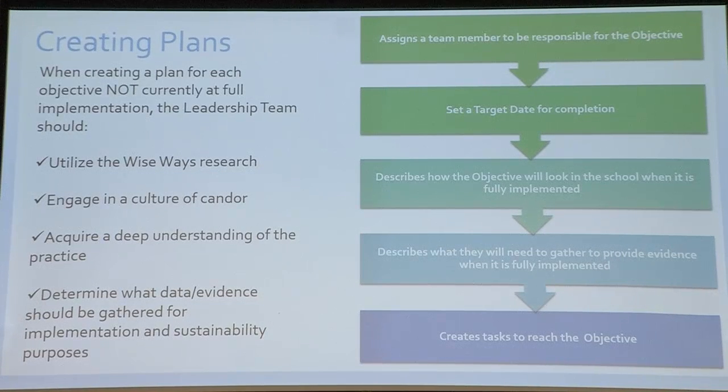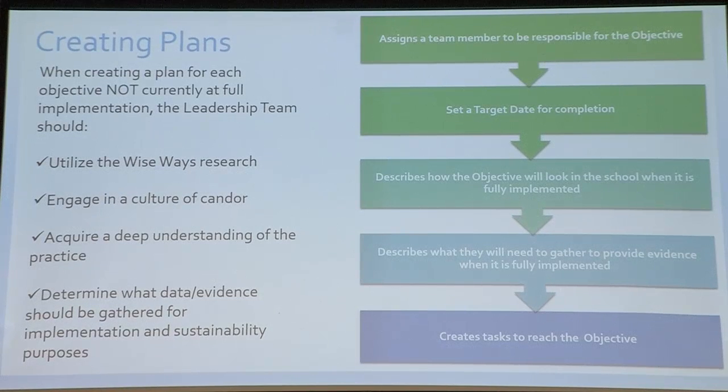After we assign a team member to be responsible for it, I'm going to skip down to the middle one. We want to describe what the objective's going to look like in our school. So the research gives us a basis for knowing what success looks like. Tailor it to your school or district. What do you want it to look like in your district? What do you want it to look like in your school? And write the descriptor there and make sure to include the evidence and the data that you're going to utilize.